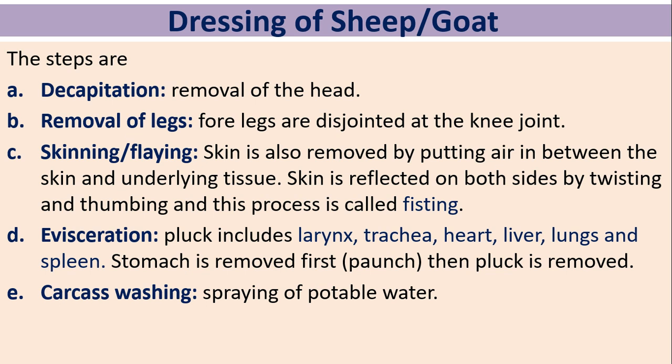Evisceration. Pluck includes larynx, trachea, heart, liver and lungs, and the spleen is also included in the evisceration of sheep and goat. You have to remember that point. Spleen is also included in the evisceration of sheep and goat. Stomach is removed first, then pluck is removed. Carcass washing, spraying of potable water.